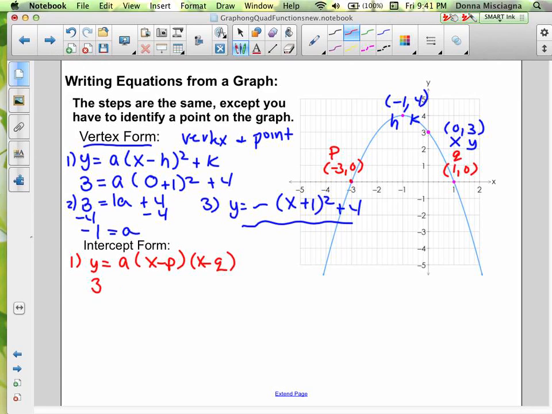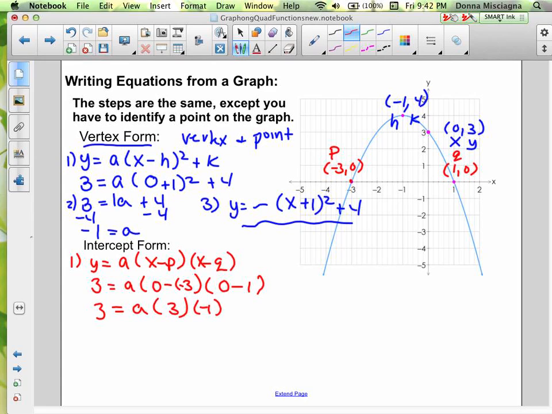So we have 3 equals a times, so we have 0 minus a negative 3 times 0 minus 1. Minus a negative 3, well, that's just positive 3, right? So we have 3 equals a times, now 0 plus 3, that's just 3. And 0 minus 1, that's just negative 1.